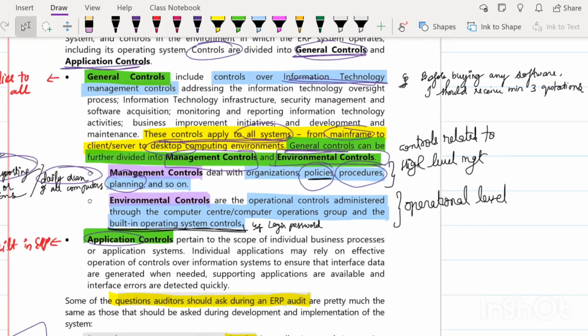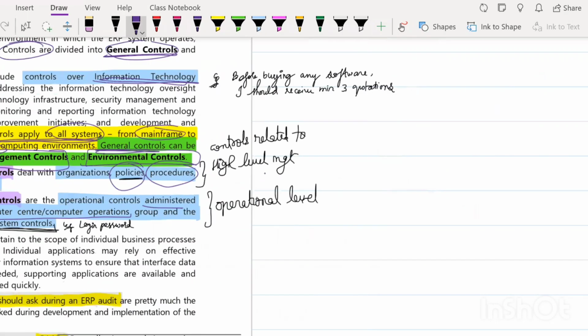Okay, whereas next is environmental control. So environmental control means the controls which are related to the operating systems, relating to your desktop. For example, if you want to log in to a computer or a desktop, you will have a password. Correct. So related to the environment, the operating system has a built-in control. For example, you have to log in to enter into the desktop.